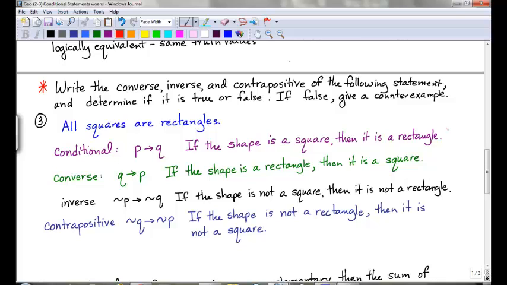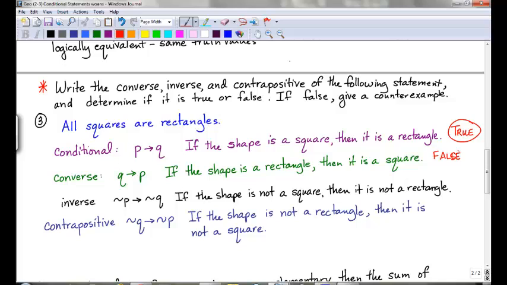True or false? Are squares rectangles? That's true. Are all rectangles squares? No. But every square is a rectangle, so mark this true. The converse: if the shape is a rectangle, then it is a square. That's false.